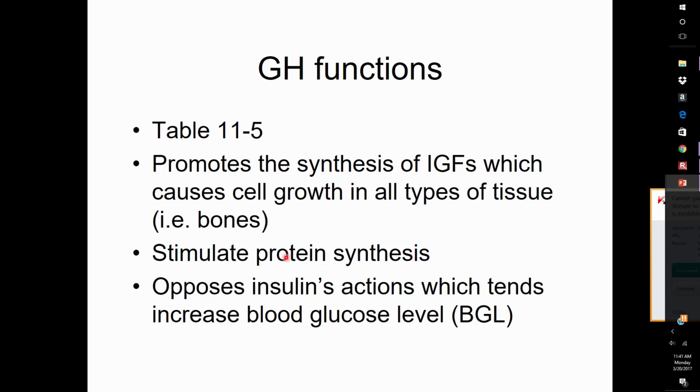Growth hormone is very important for the stimulation of protein synthesis. So tissues grow, cells grow in size because they make more and more proteins. Growth hormone has an interesting relationship with insulin. Insulin is permissive for the action of growth hormone, so you need insulin around in order for a person to grow fully. On the other hand, when you make growth hormone, it turns around and opposes insulin's actions, and this is particularly centered around blood glucose level. Insulin tends to decrease blood glucose level. Growth hormone tends to increase blood glucose level.